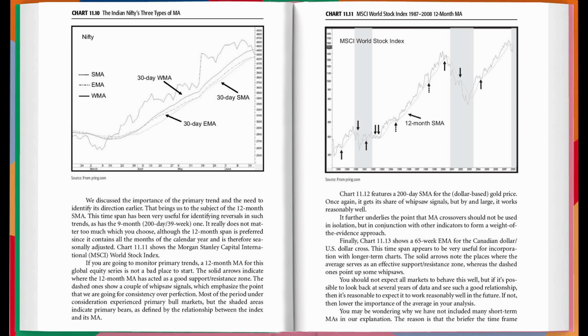Finally, Chart 11.13 shows a 65-week EMA for the Canadian dollar/US dollar cross. This time span appears to be very useful for incorporation with longer-term charts. The solid arrows note the places where the average serves as an effective support/resistance zone, whereas the dashed ones point up some whipsaws. You should not expect all markets to behave this well, but if it's possible to look back at several years of data and see such a good relationship, then it's reasonable to expect it to work reasonably well in the future. If not, then lower the importance of the average in your analysis.